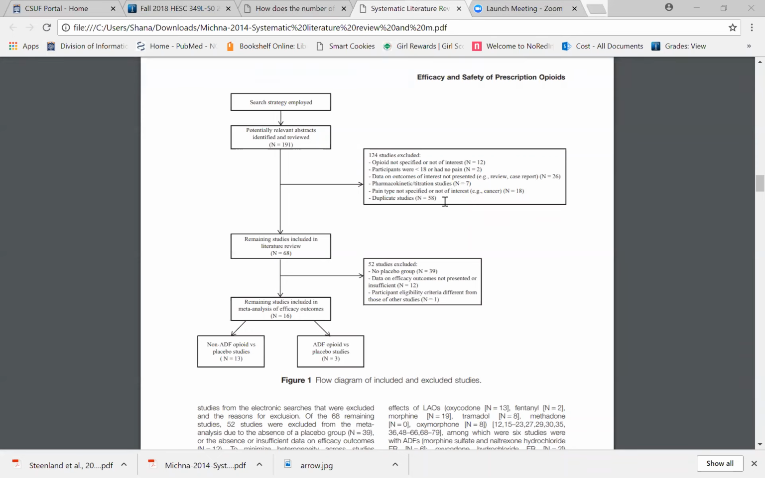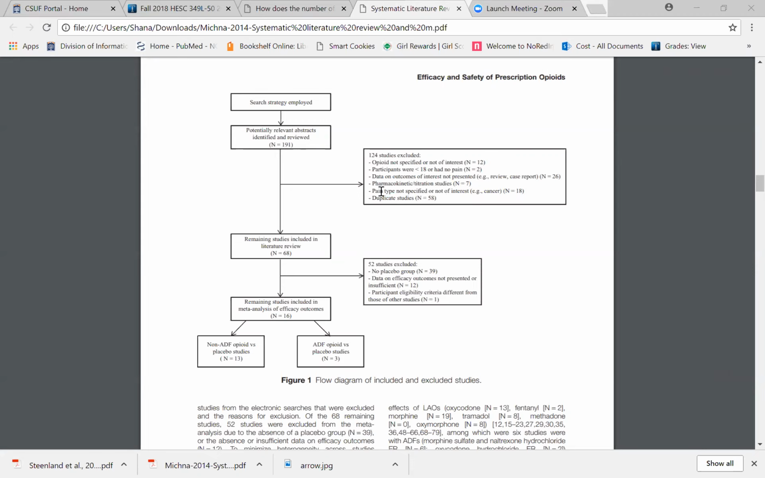And sometimes that just happens in search engines, where you can have the same thing listed multiple times, maybe because somebody else reviewed it, or it was published something very similar, where the authors just changed the presentation of their findings and published it again in a different journal. So those studies were tossed out. There are 58 of those.